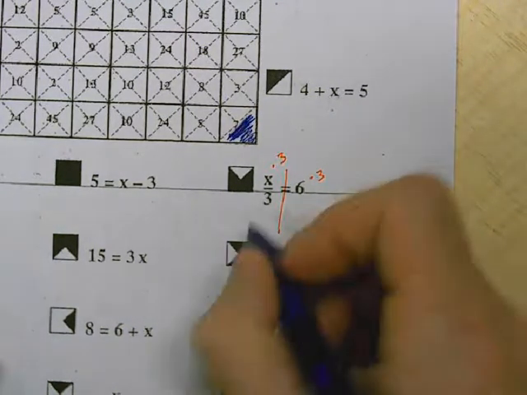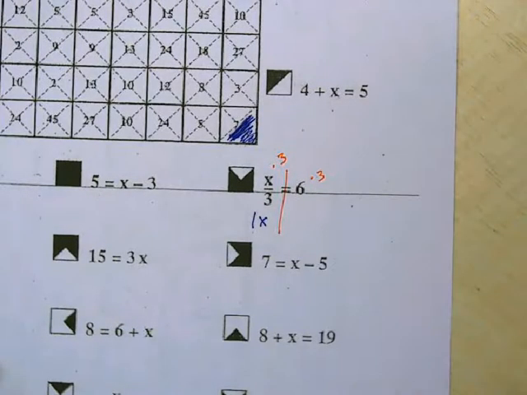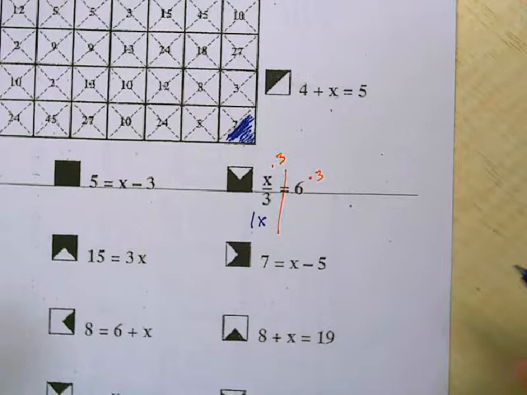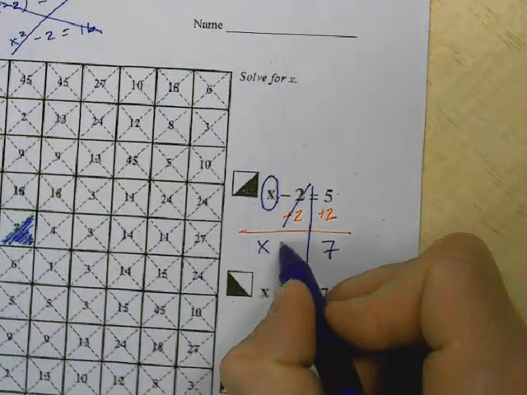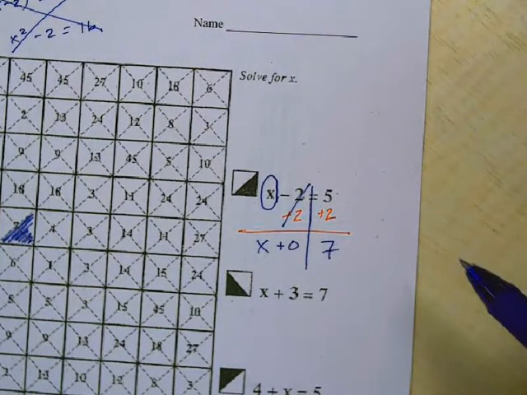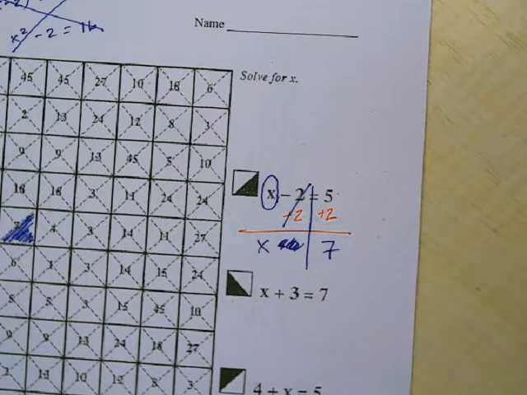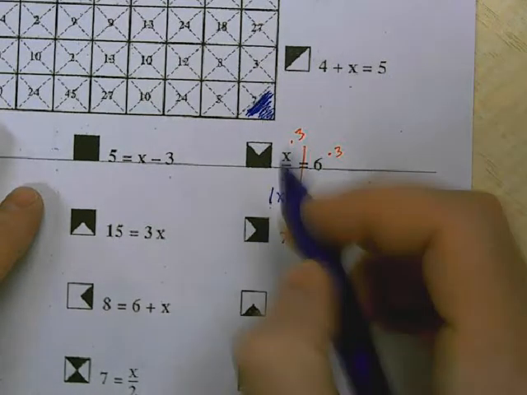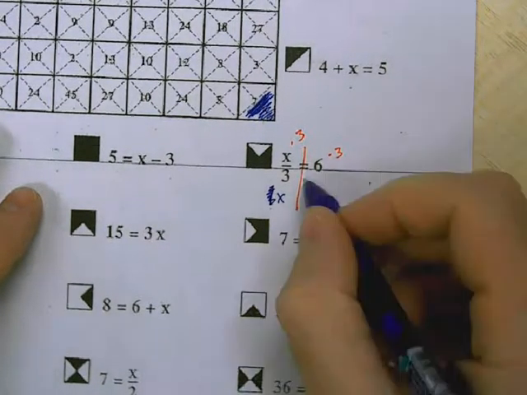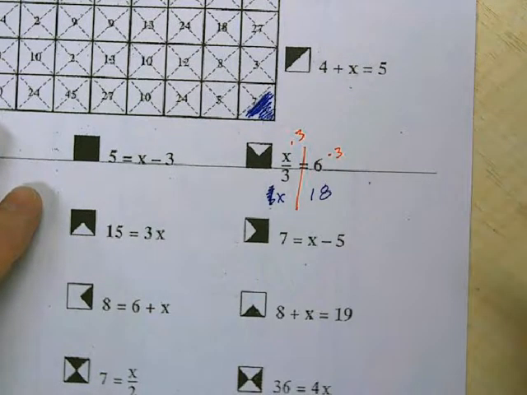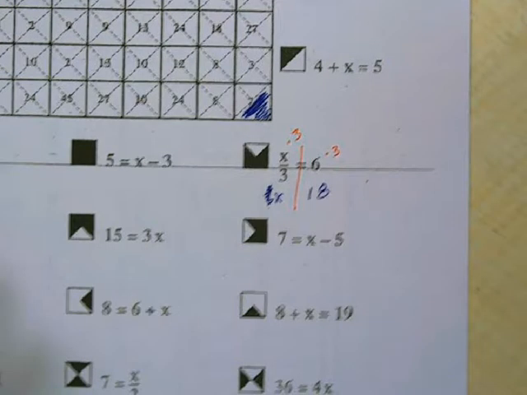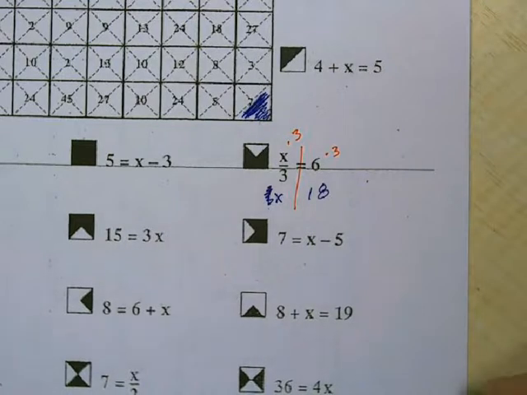Well, how I could write that is 1x. But if it's just 1x, you don't have to write the 1. It's just x. Like right here, x plus 0 is just x. There was no reason to write plus 0. Now you can, it's not wrong, but I'm trying to get x by itself. 1x is the same as just x. And 6 times 3 is 18. So now any box with an 18 in it, I color that way.